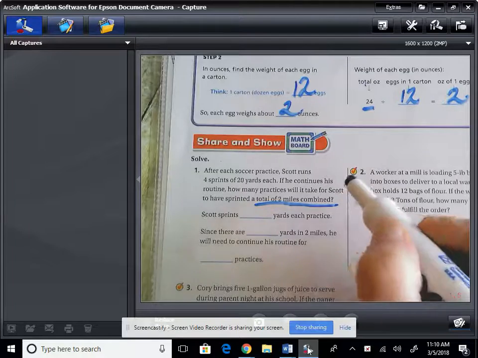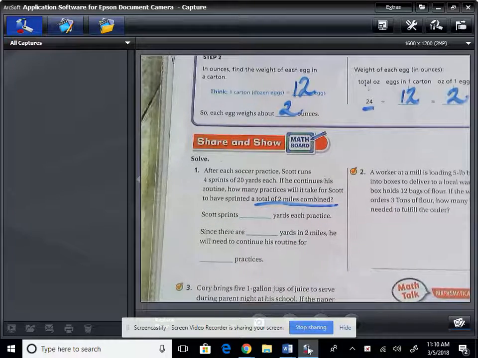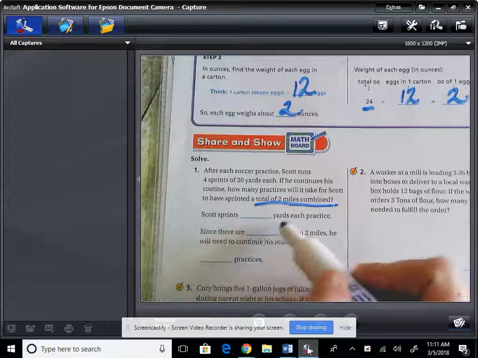So I hope you have your conversion charts out, because you're going to need to know how many yards are in a mile. And I think it's 1,760, but not totally sure. So yes, it is 1,760.